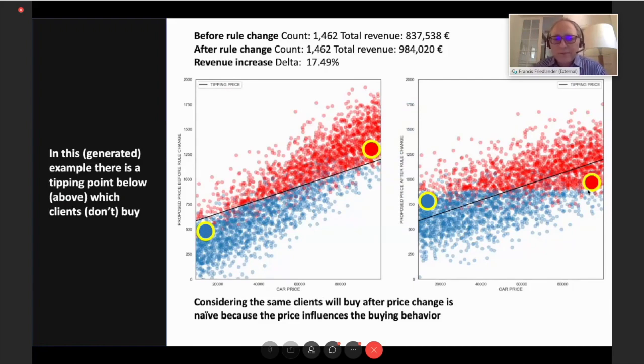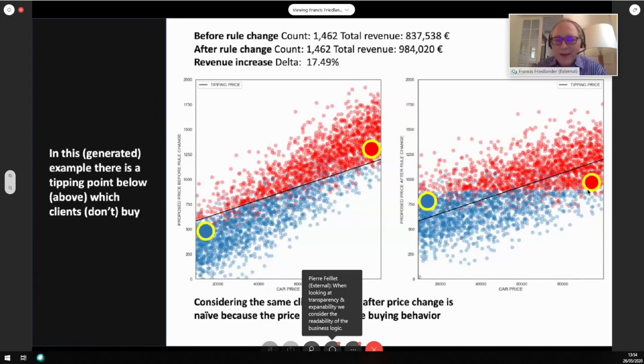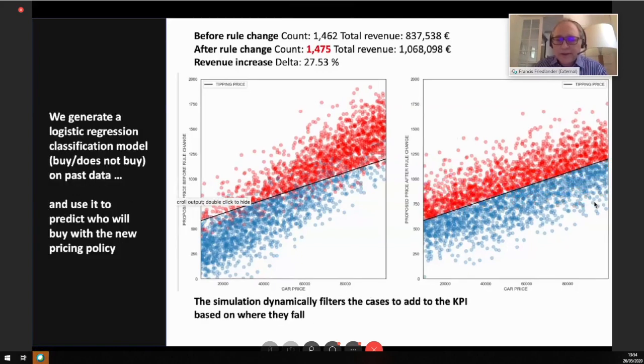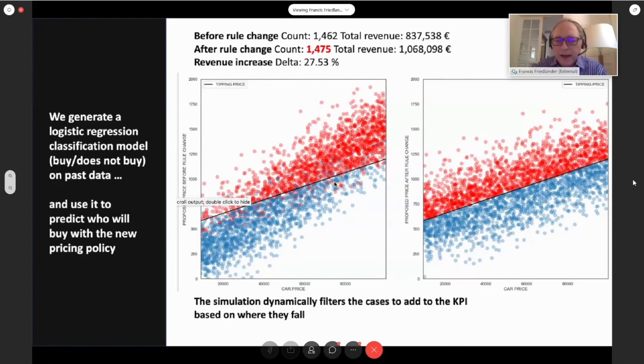But things do not happen like this, because if you double the prices, many people will not buy, right? Here it's a bit more complex because some prices go down, some go up. So we need to be a bit more intelligent, and this is where machine learning enters the scene. Looking at this data, we figure out that there is this tipping point above which clients do not buy and below which they buy. And this is actually a classification problem.